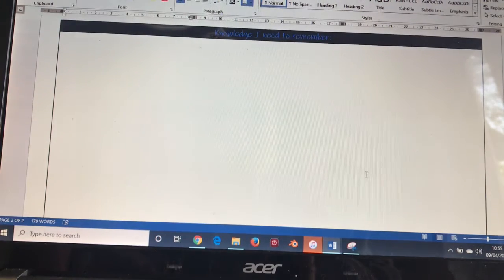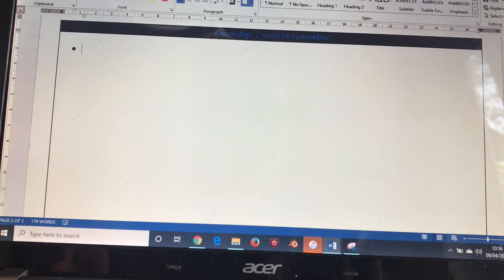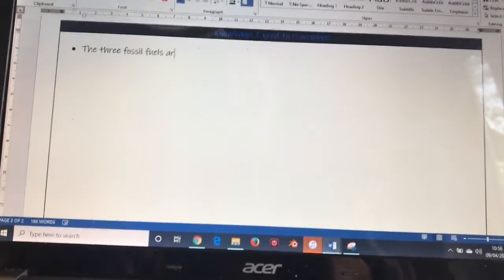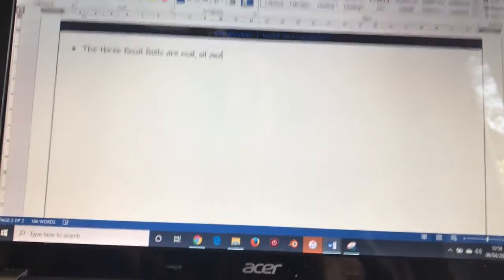Then you need to go on to the second page of this how to improve plan, and again it will depend whether you're typing or writing this out, but you need to create a list of facts that you need to know. Let's say on question 1 you didn't know that the 3 fossil fuels are coal, oil and gas, then you would put in the 3 fossil fuels are coal, oil and gas.